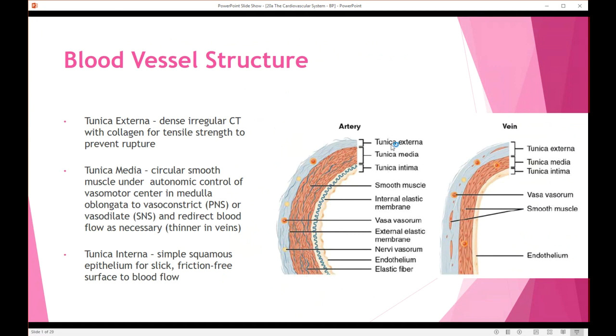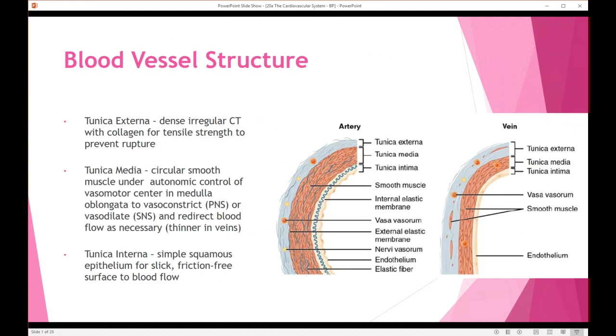So we have the tunica externa, which is a dense, irregular connective tissue. It has collagen, so that allows for tensile strength so that we can prevent any rupture from happening because there's a pretty strong flow of liquid or blood coming through them.